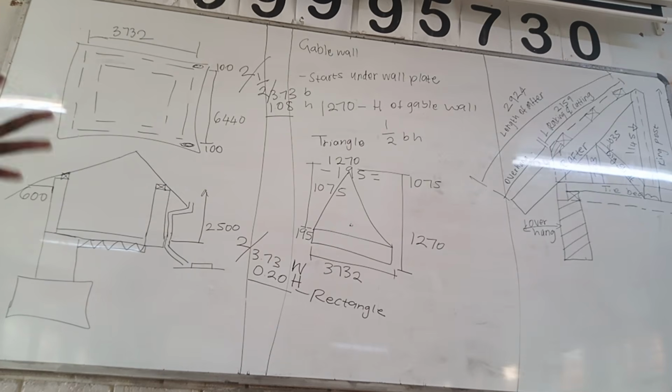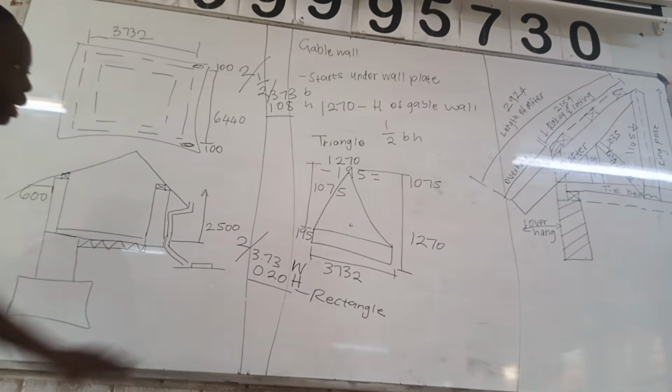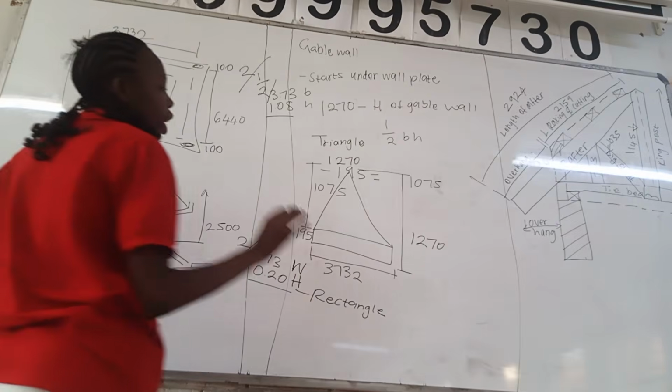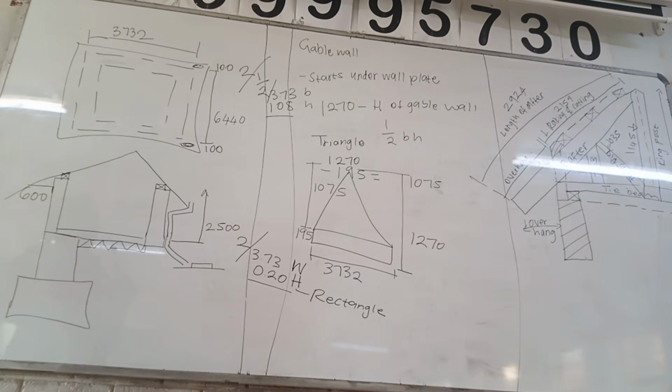So they want us to draw to a scale of 1:10 the half roof truss. There it is there, we've drawn it. So we're going to start with the gable wall. So gable wall, here it is, here is the gable wall. A gable wall consists of two shapes which are a triangle and a rectangle.